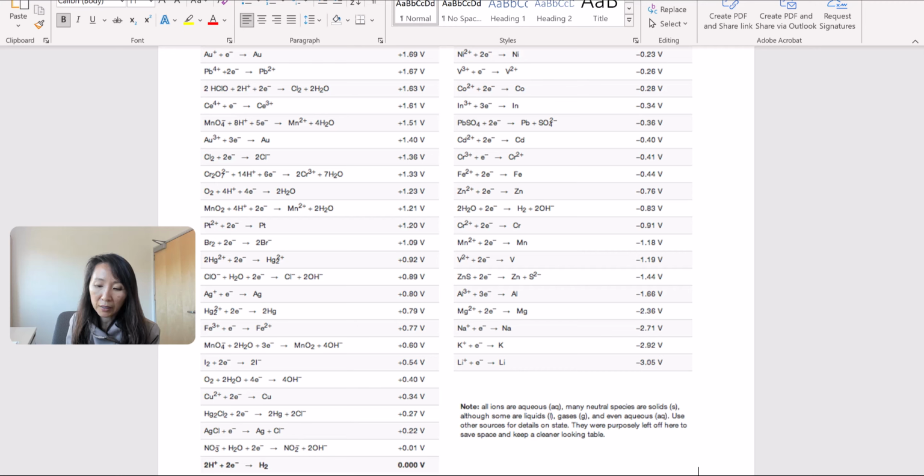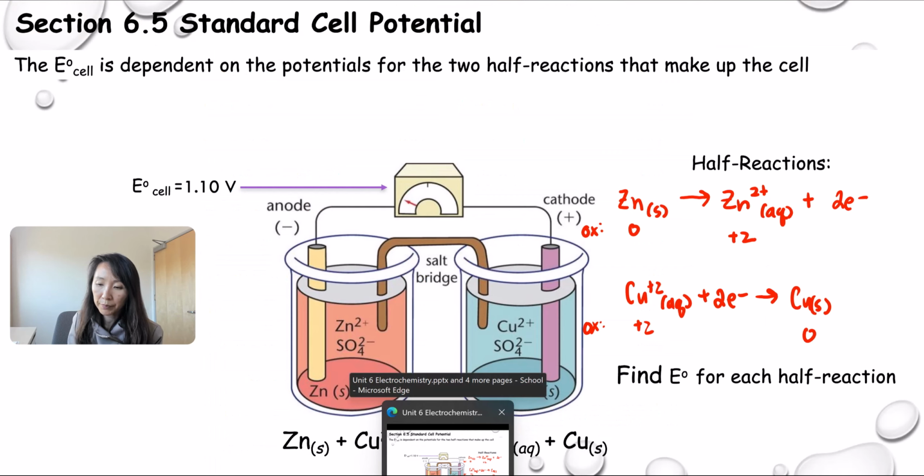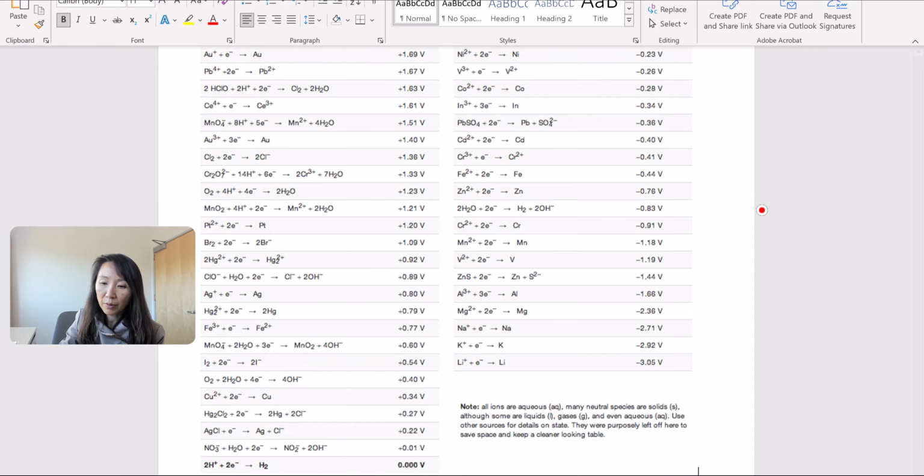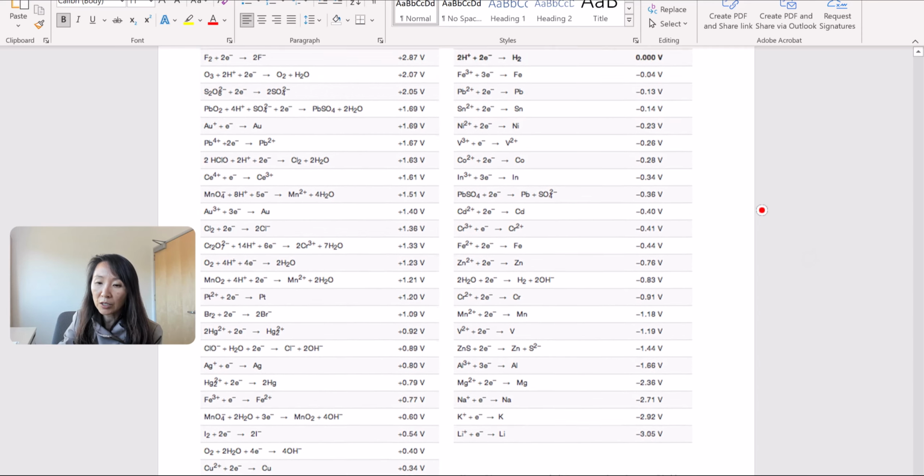So let's go back, and then I'm going to write 0.34. So this is 0.34 volts. What about for zinc? Now zinc is going through an oxidation process, but that entire list that you have seen before is not going through an oxidation process, but a reduction process.